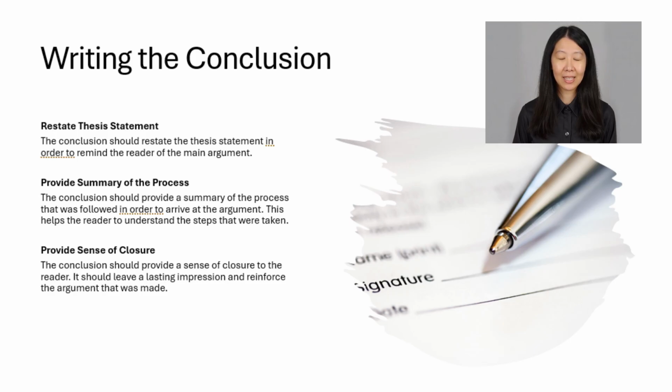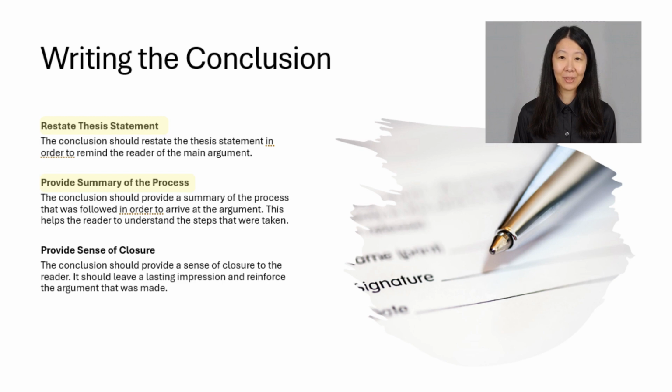To finish your process analysis essay effectively, the conclusion should bring everything together and leave a strong impression on the reader. Let's focus on three key elements. Restate thesis statement. Start by restating the thesis statement from your introduction. This reminds the reader of the main purpose of the essay and ties back to the key argument or point. For instance, if your thesis was about guiding the reader through planting a vegetable garden, reiterate how the steps lead to a thriving garden.